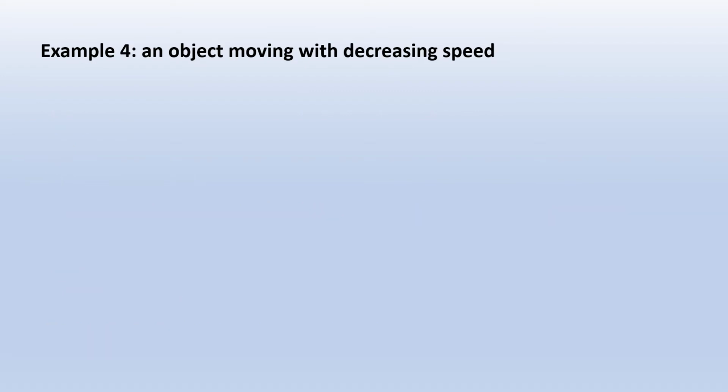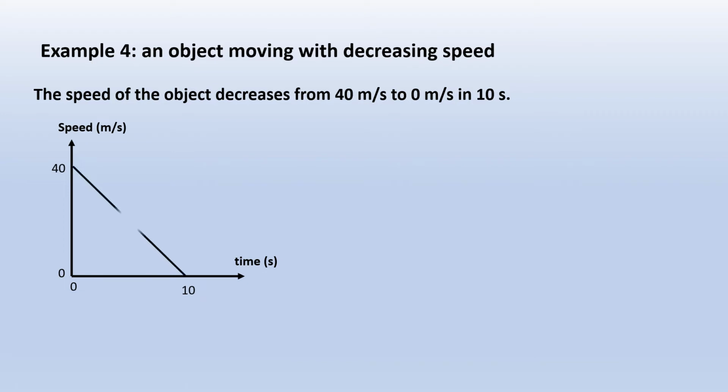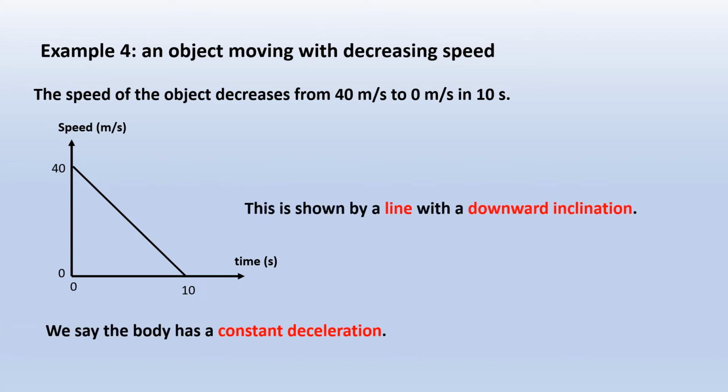Example 4. An object moving with decreasing speed. For example, the speed of an object decreases from 40 meters per second to 0 meter per second in 10 seconds. The speed-time graph of such an object is a line with a downward inclination. We say the body has a constant deceleration.